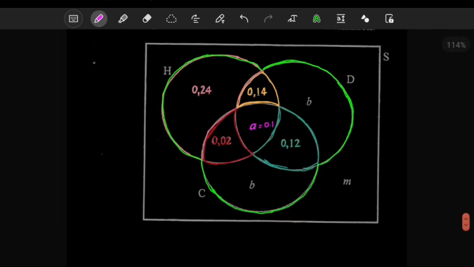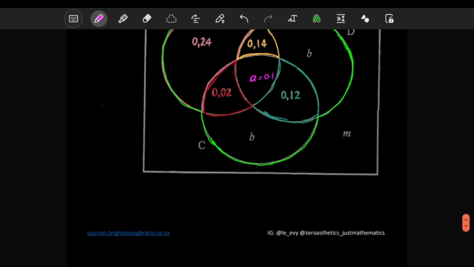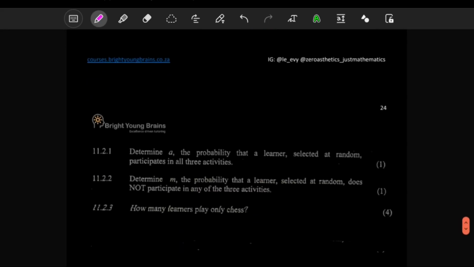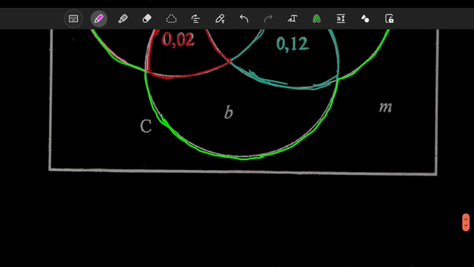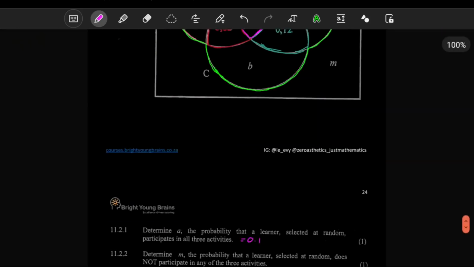Now the good news is, before we carry on, we can actually just carry on and read the questions, because we'll showcase how to work out B that way, and we'll showcase how to work out M just by looking at what we have here. So A says determine A, the probability that a learner selected at random participates in all three activities. We worked this out to be 0.1. That was A. You see, we worked it out because remember, in the middle here represents people that do absolutely everything.